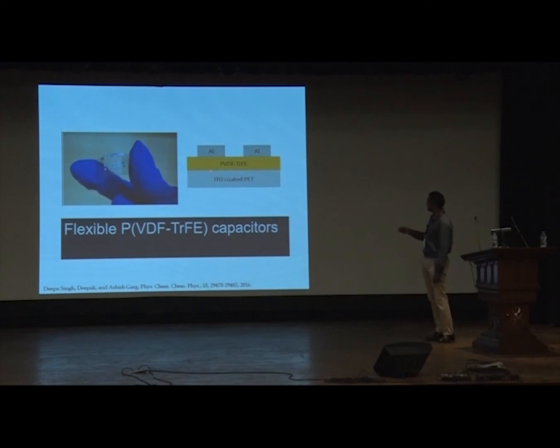So what you have here is a configuration. You have a PET plastic substrate on which you have deposited an electrode, which is indium tin oxide. And then we deposit a thin film of PVDF-TrFE of 200 nanometer thickness. And on that, we deposit aluminum as a top electrode. And then it becomes a MIM capacitor. And that is what we use for our device characterization.